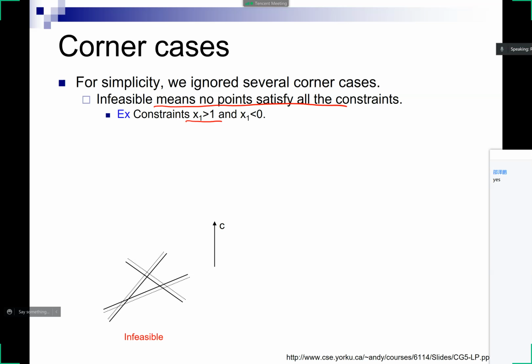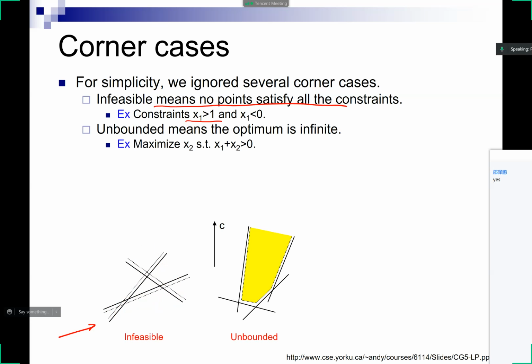Okay, another example would be something like this. Here we're saying that you want points which lie on these sides, and there are no points like that. So therefore, this is infeasible. Okay, so that's the first corner case.